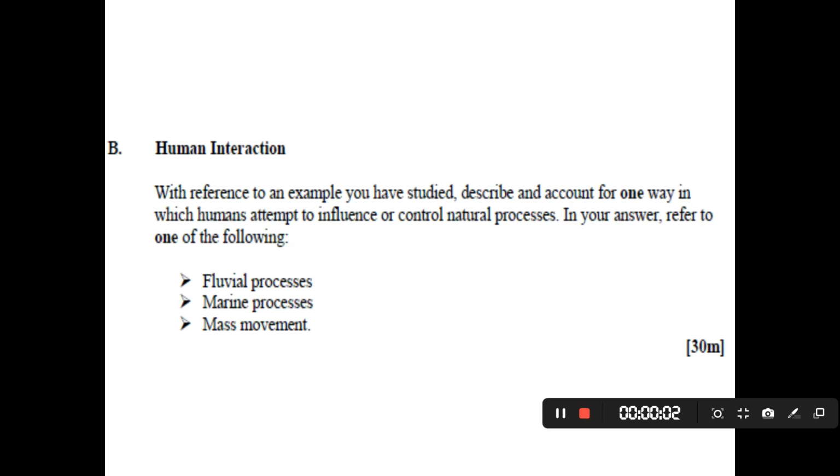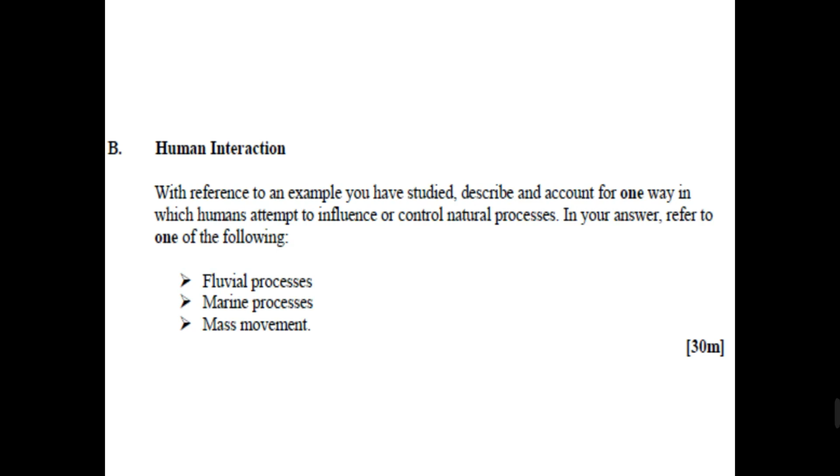Right, welcome to Human Interaction with the Coast Part 2. What we're going to look at here is a case study. So just ignore this question for a minute. What we looked at in Part 1 were the different methods, hard and soft methods, for protecting the coastline. The point of that was to examine how humans interfere with the coastal process of erosion, with the aim specifically of preventing erosion from happening and protecting the coastline.